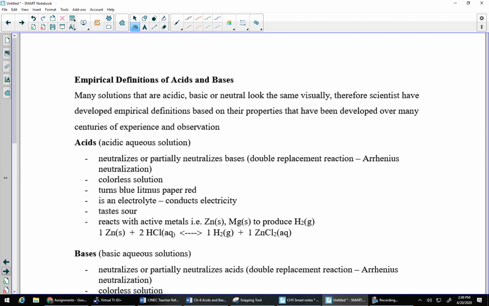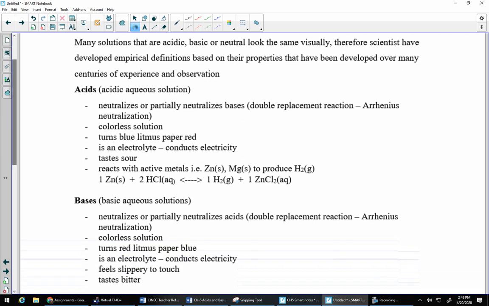A lot of them are clear, colorless solutions. So there's other definitions and other things we have to look at. You probably remember that acids make aqueous solutions and they neutralize bases. So fairly straightforward. They're typically colorless. They turn blue litmus paper red, and red litmus paper stays red.